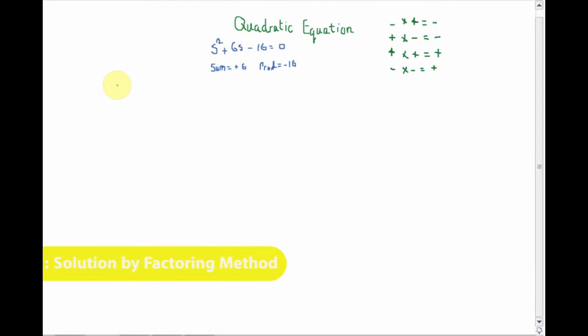Welcome to the second movie about quadratic equations. In this movie, we'll be solving quadratic equations by using the factoring method, or factorization method.